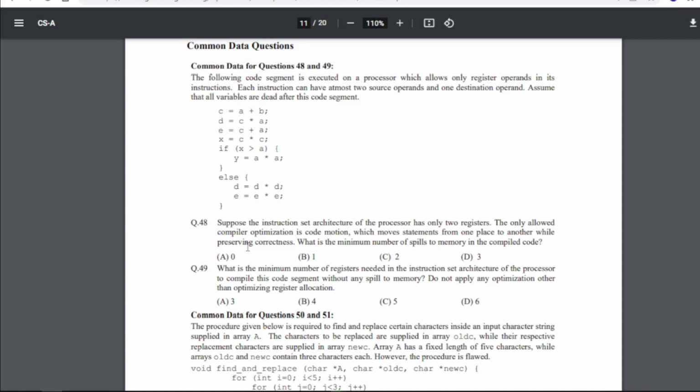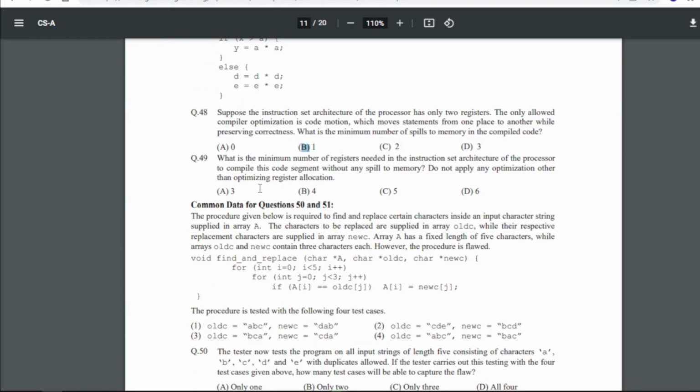Now the 48th question is: suppose the instruction set architecture of the processor has only two registers, right? The only allowed compiler optimization is code motion, which moves statements from one place to another while preserving correctness. What is the minimum number of spills to memory in the compiled code? So for 48 our answer will be B here, that is 1.